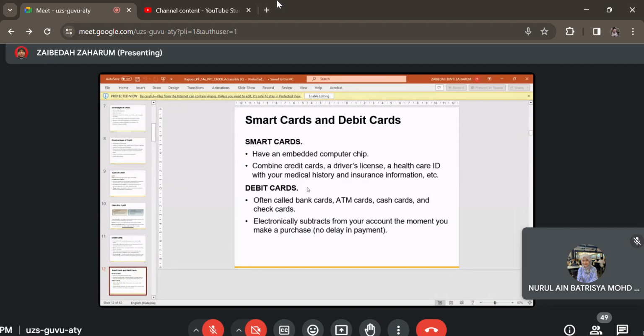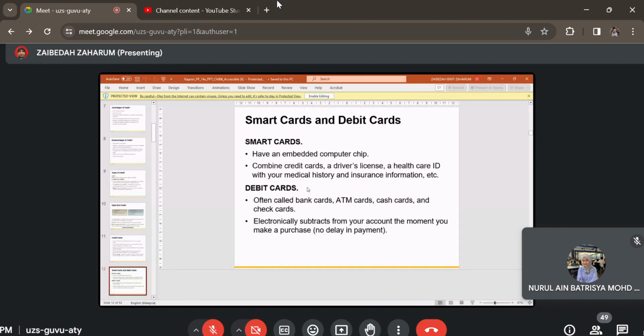And then dekat situ juga you boleh guna you punya IC tadi untuk touch and go. So boleh juga you put the money untuk you use it as a touch and go lah, to smart card. And then the next one is the debit card. Debit card ni macam biasalah, saya rasa semua orang ada debit card. Saya rasa semua sekarang ni ada debit card.